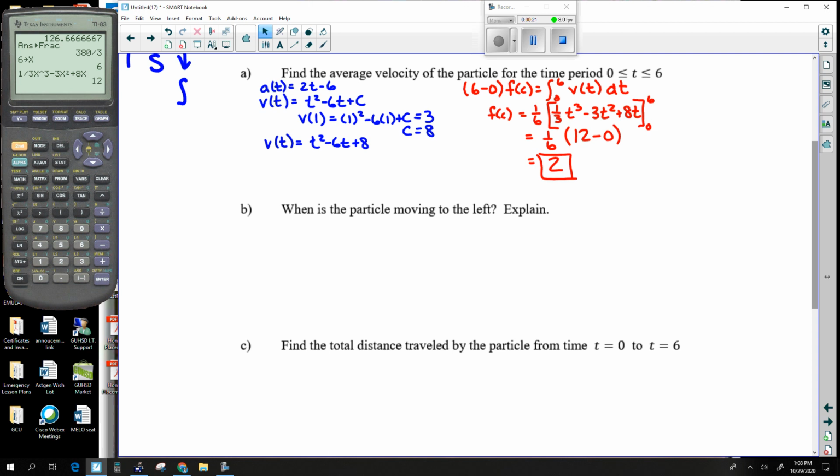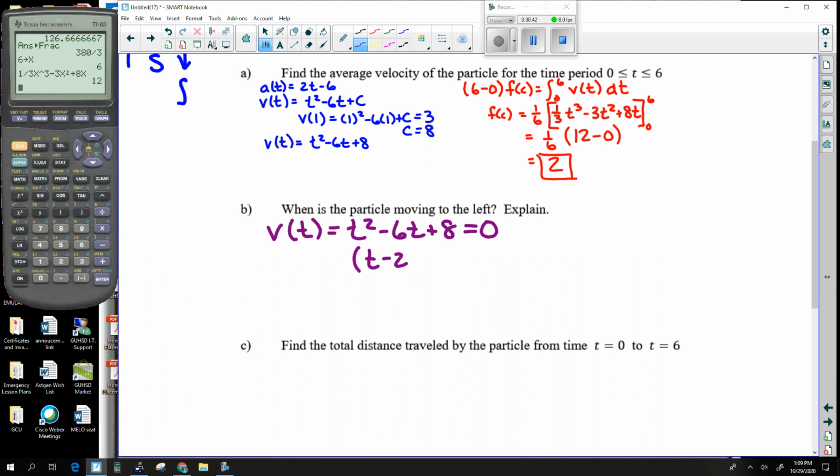When is the particle moving to the left? Okay, right is positive, left is negative, and again, velocity determines direction. So this velocity I set equal to 0. And so this is going to be what? t minus 2, t minus 4. And so that's going to be t = 2, t = 4.